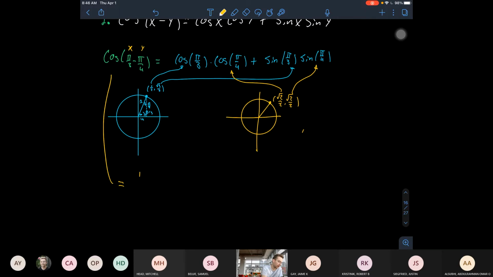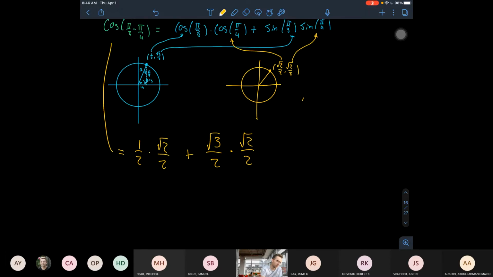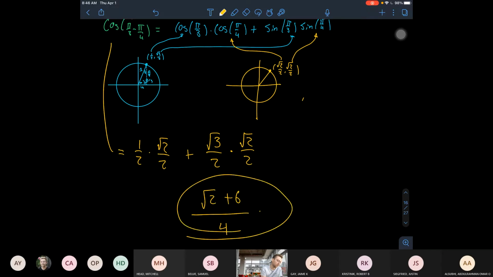We get 1/2 times root 2 over 2 plus sine of pi over 3 is root 3 over 2, times sine of pi over 4 is root 2 over 2. So in the end, it's all over 4. And we have root 2 plus root 6.